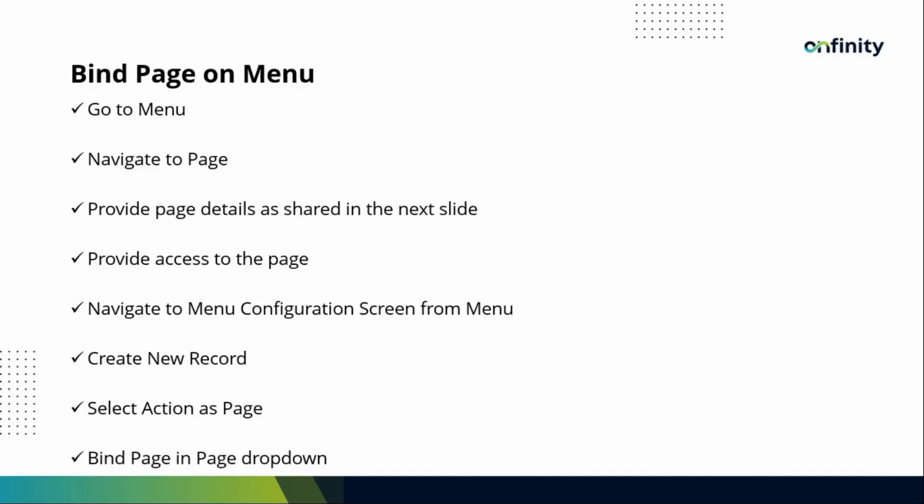Now, how do we bind a page to the menu? First, go to the menu configuration screen in the menu itself. Then, navigate to the page and provide the page details as shown in the next slide. After that, grant access to the roles that will be accessing the page. The next step is to navigate back to the menu configuration screen.